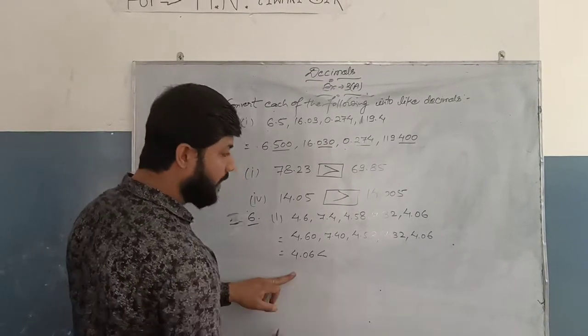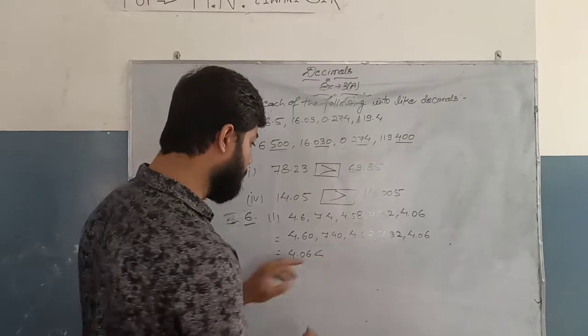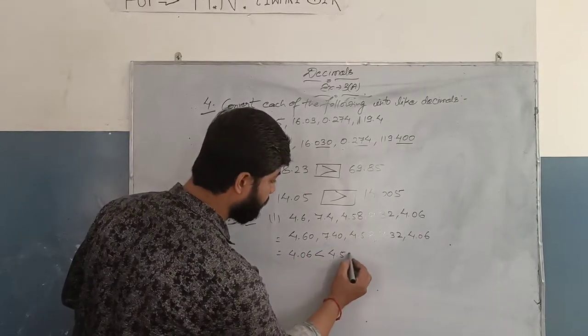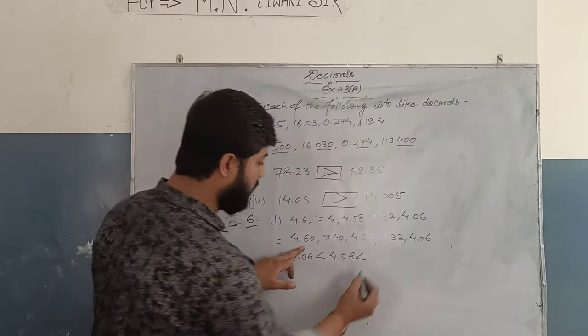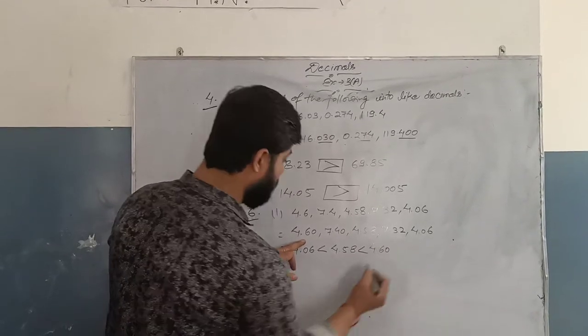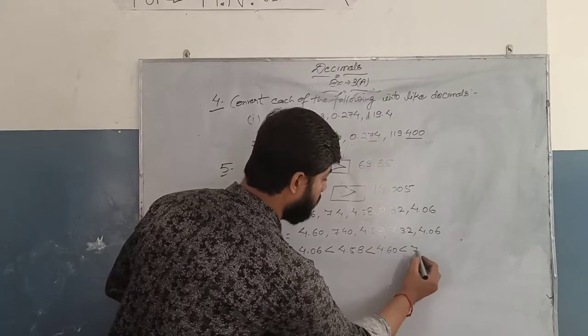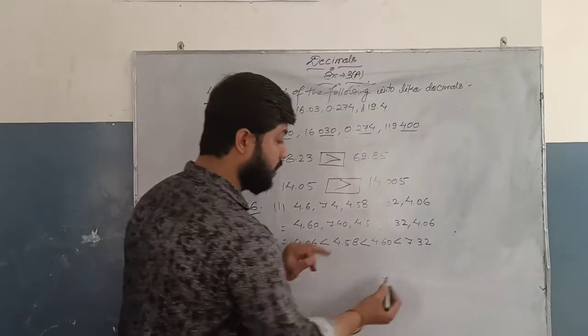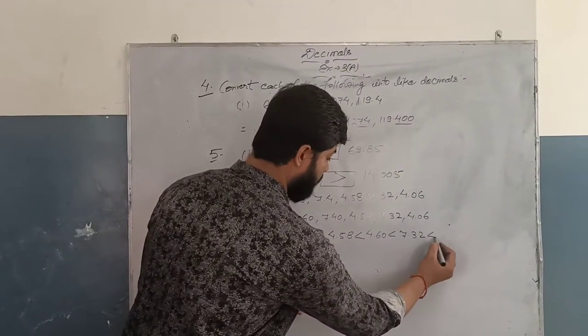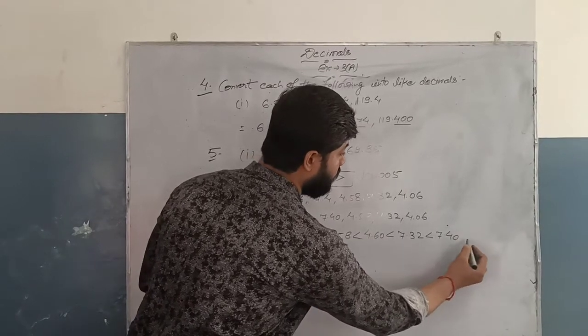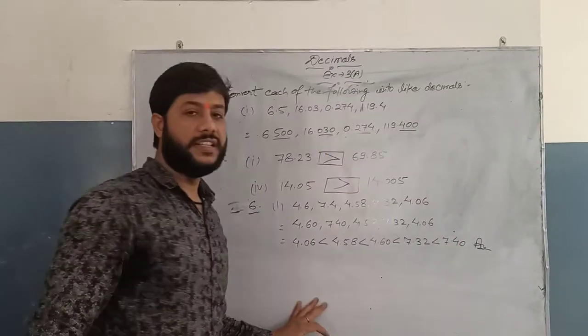Now greater than that is 4 decimal 58. Now again 4 decimal 60. Now again 7 decimal 32, and the last, the greatest one, is 7 decimal 40. That will be your answer. Okay.